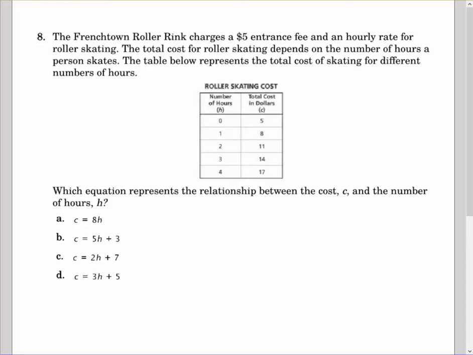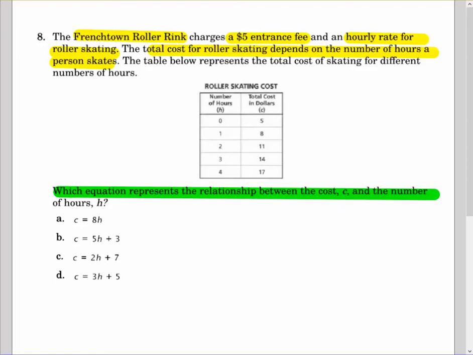So this question is really, let's go back first and highlight before I get into it. If you want to go to the Frenchtown roller rink, you're going to have $5 to get in, right? And then they're going to charge you an hourly rate. So it's going to cost you more the longer you're there, but even if you just walk in the door and walk right out, you're going to pay $5. So we've got to keep that in mind. It says the total cost depends on the number of hours, obviously. And here's the nice chart of that, and it says which equation represents the relationship between the cost and the number of hours H.